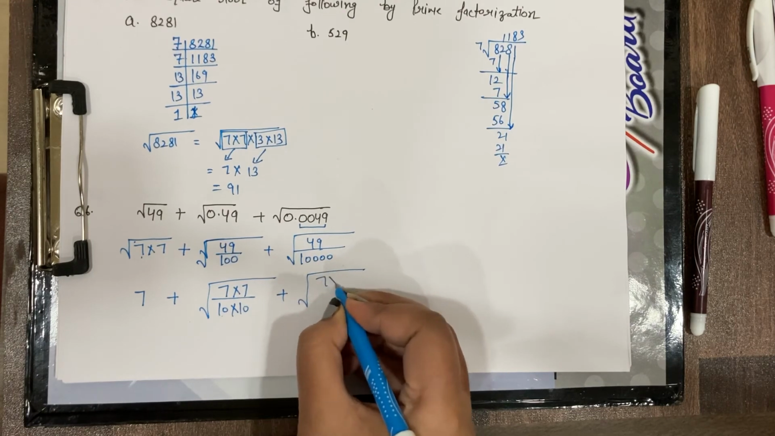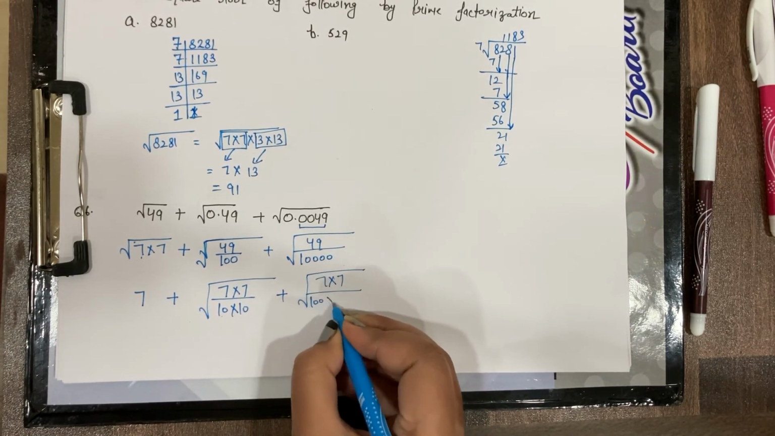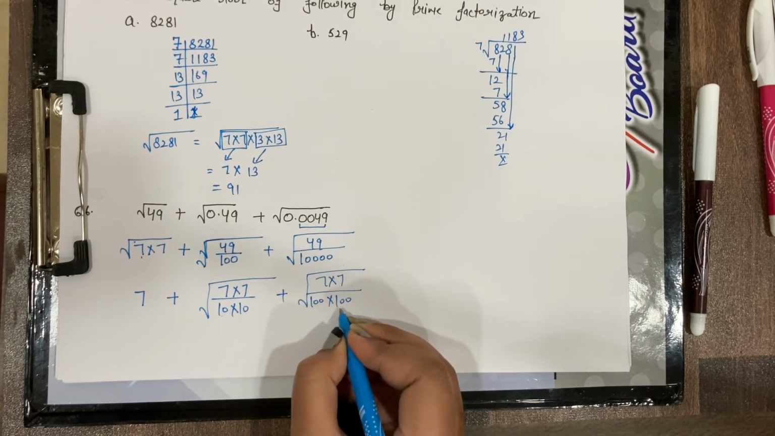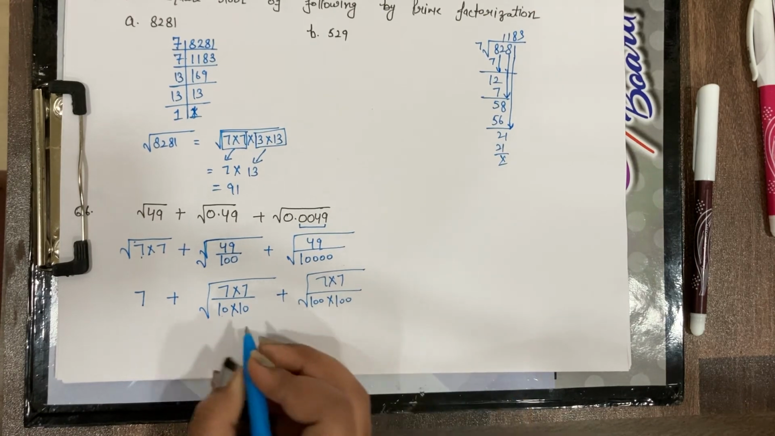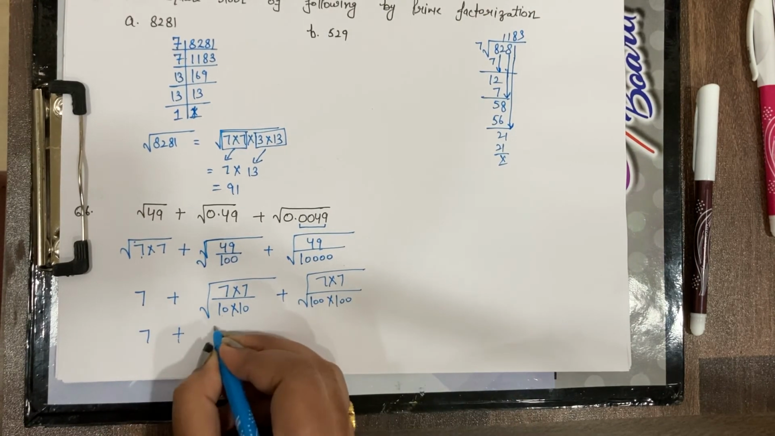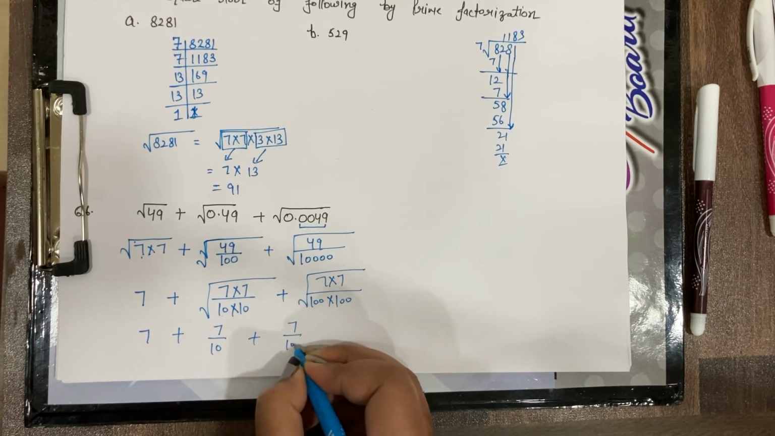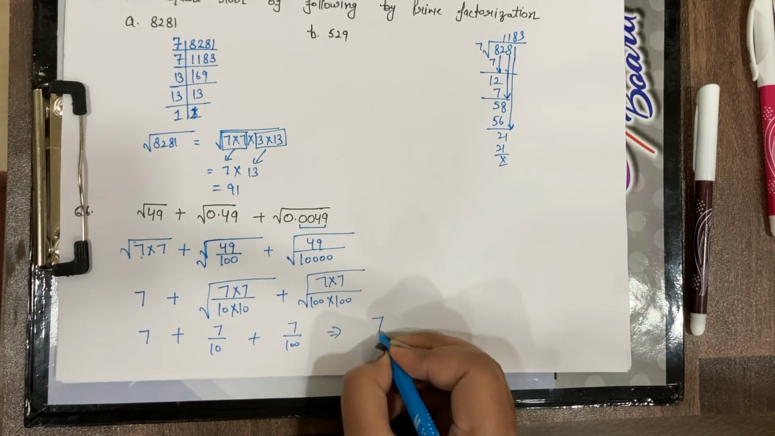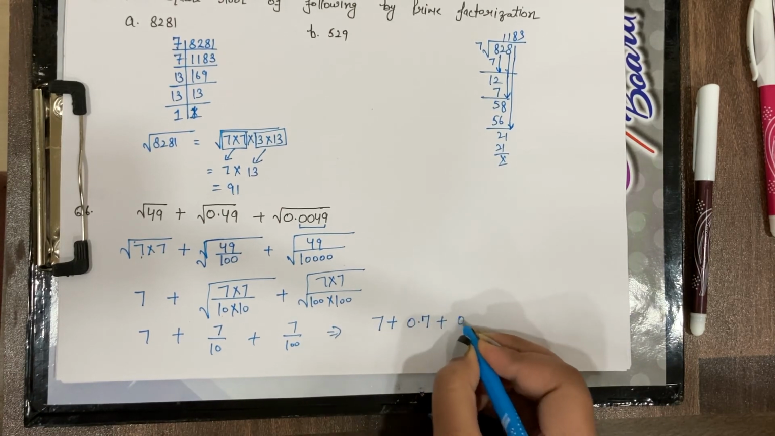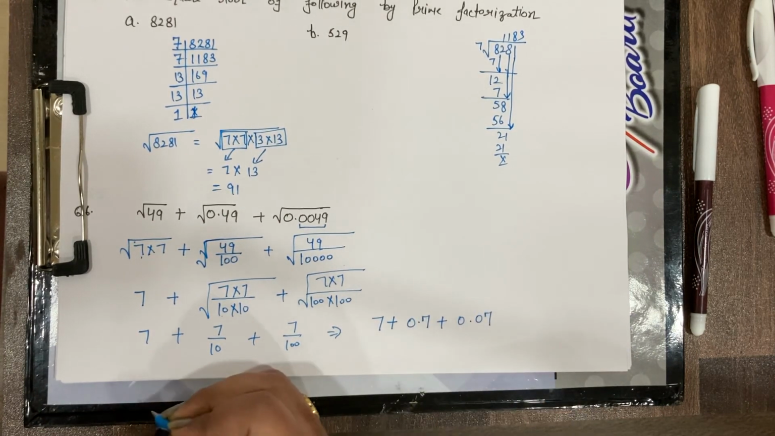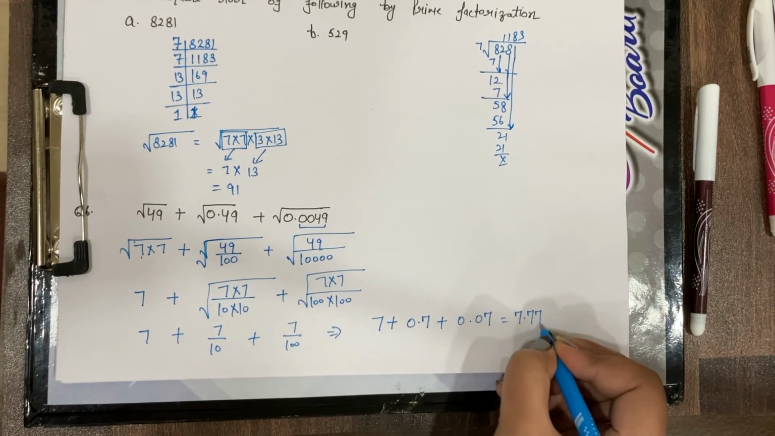Here you will get 100 into 100, because when you multiply you get 4 zeros, and there are 4 zeros only. Bring it out of the square root: 7 upon 10, 7 upon 100. That means you are getting 0.7 plus 0.07. When you add it, you will get 0.77. This is your square root.